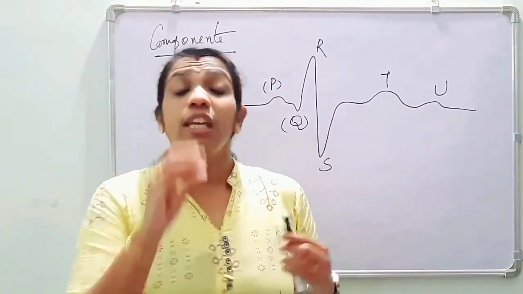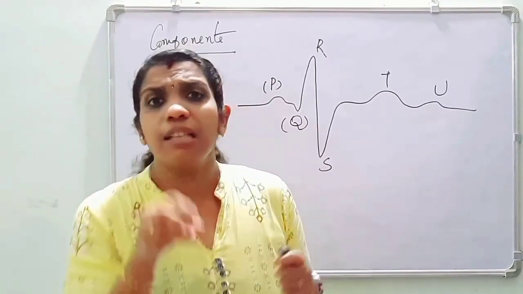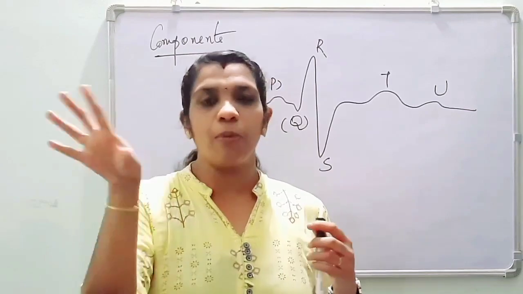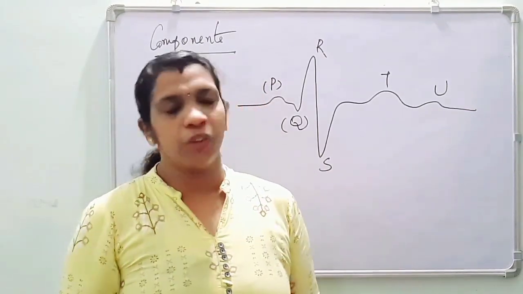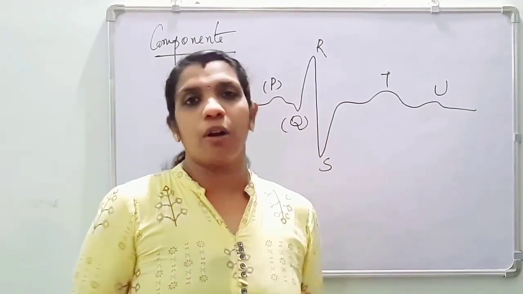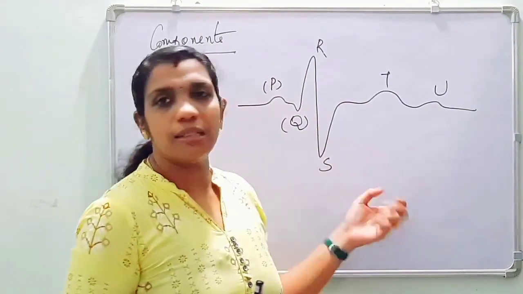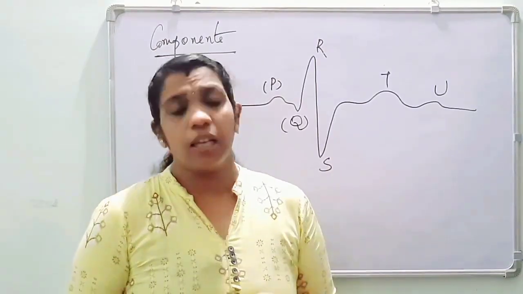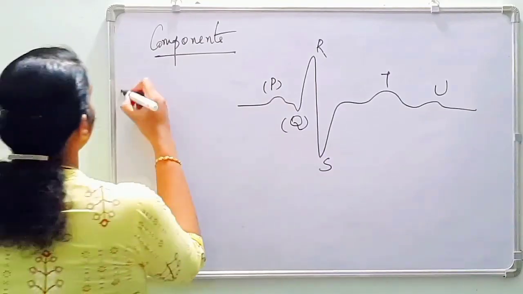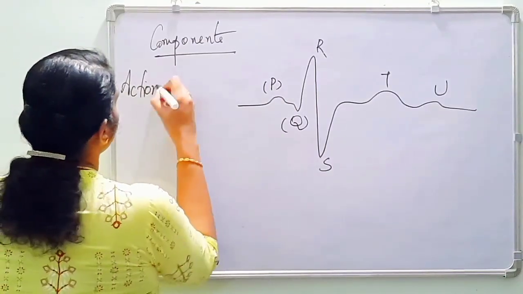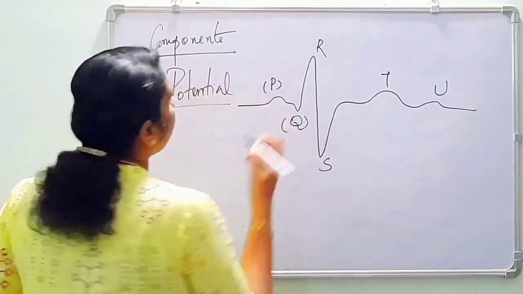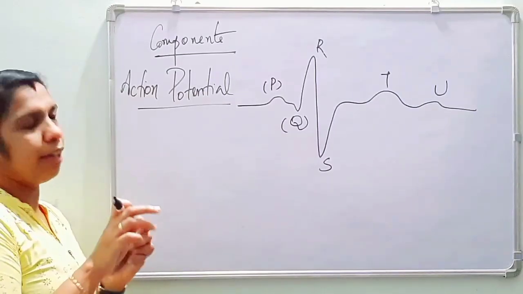Clear? In order to understand the waves, we should understand depolarization and repolarization of the cardiac muscle. We need some important concepts regarding depolarization and repolarization in order to understand the waves in ECG. So, there is something known as action potential. Okay, so we will see what action potential is.